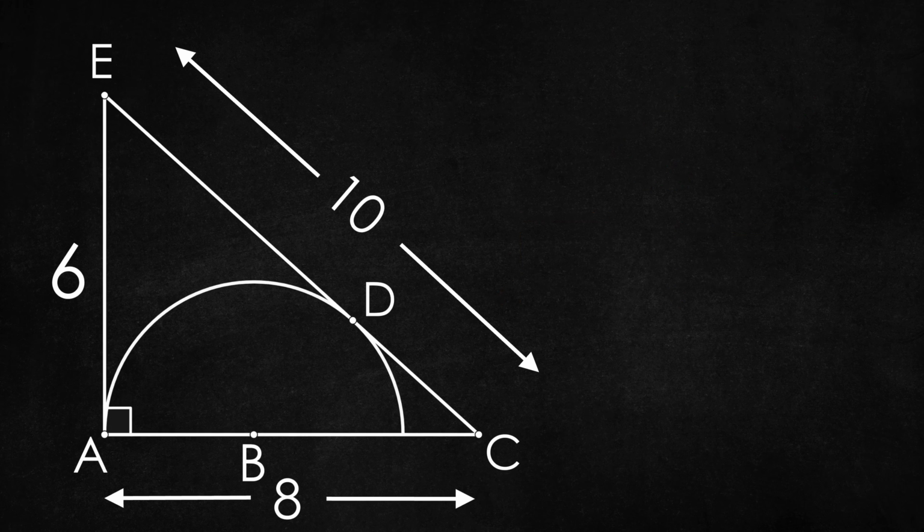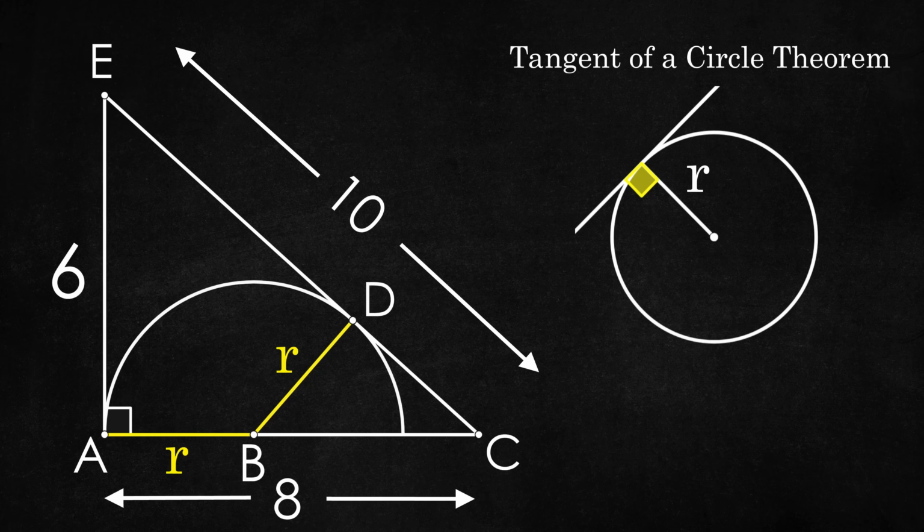Moving on, let's draw the radius from point B to point D. Let R be the radius of the semicircle. Since all the radii of a circle are congruent, then AB must be R units long as well. According to the tangent of a circle theorem, there's always a radius that is perpendicular to the tangent of a circle. This means angle BDC is a right angle. So is angle BDE.